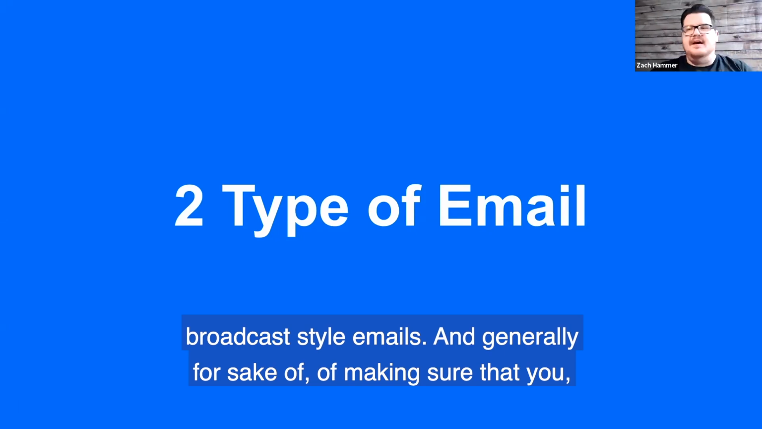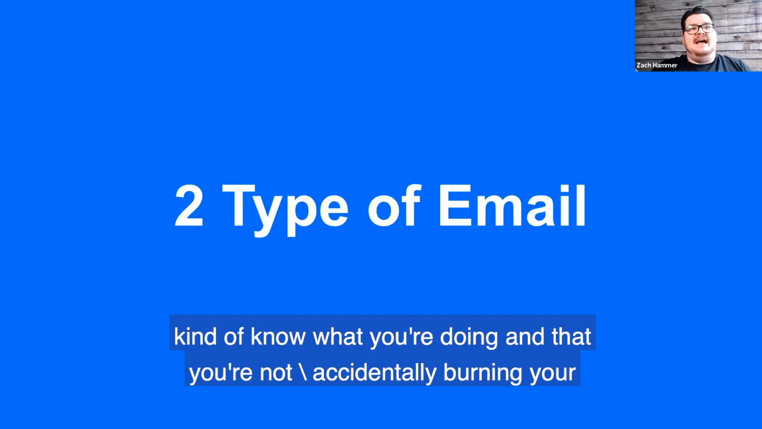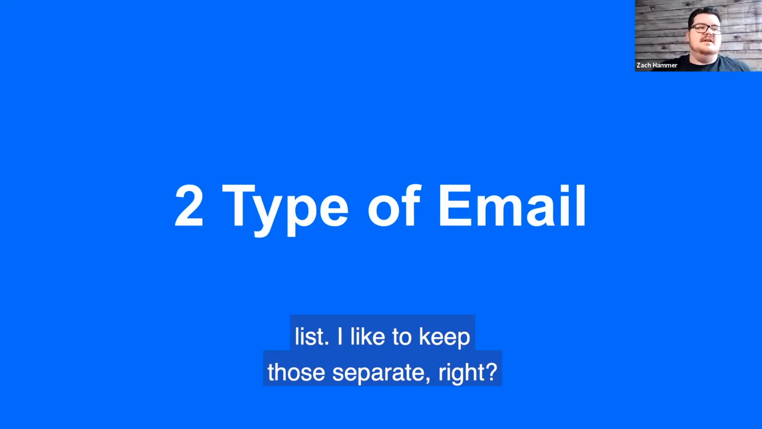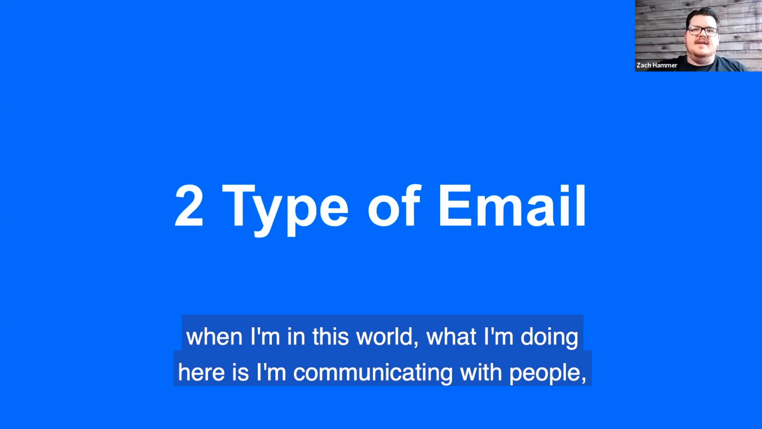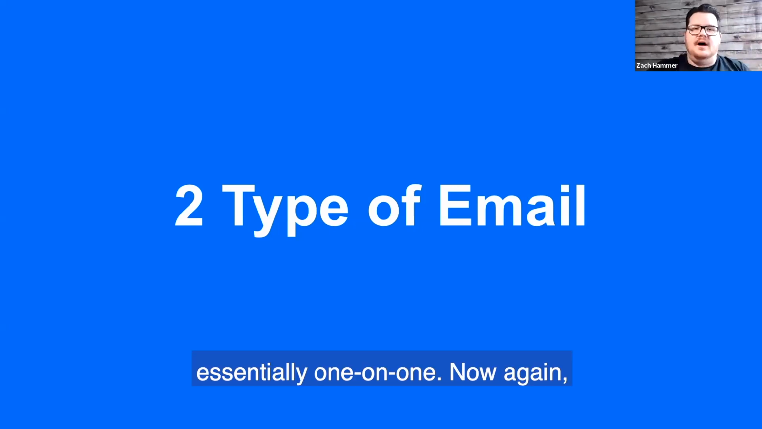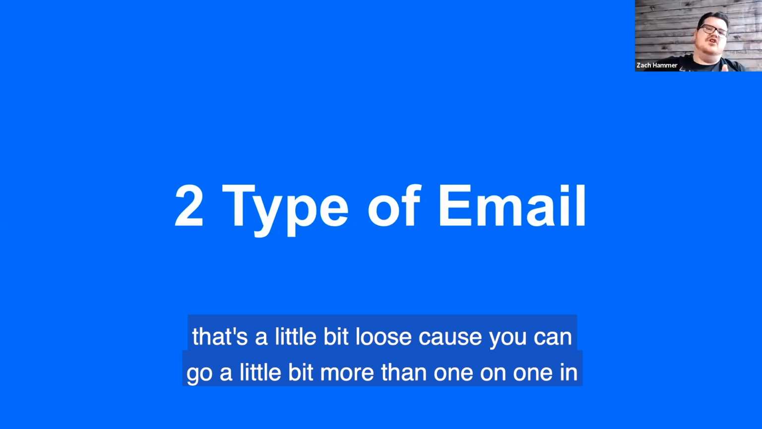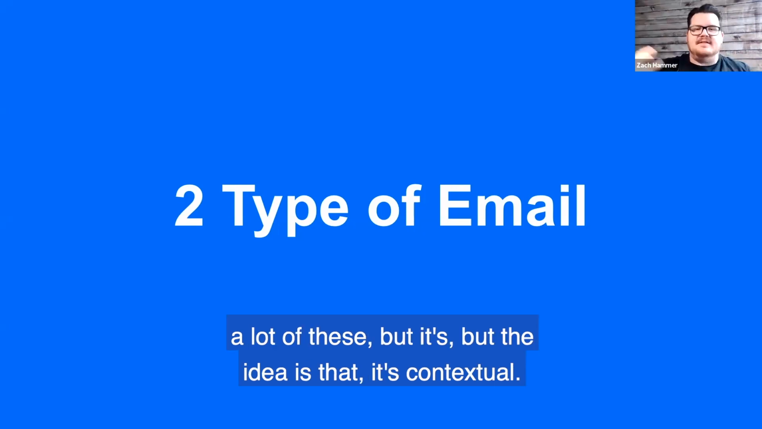And generally, to make sure that you know what you're doing and that you're not accidentally burning your list, I like to keep those separate, right? I like to have my system where I know that when I'm in this world, what I'm doing is communicating with people essentially one-on-one. Now, again, that's a little bit loose, because you can go a little bit more than one-on-one in a lot of these, but the idea is that it's contextual.